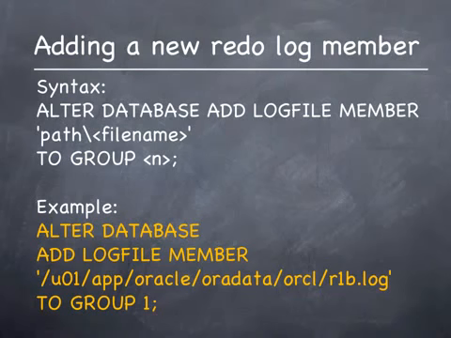The syntax to add a redo log file member is on this slide. It is alter database, add log file member, followed by the name and the location of the redo log file member, followed by the keyword to, group, and then the group number. In the example, the second member to group 1 was being added using the command alter database add log file member /u01/app/oracle/oradata/orcl/r1b.log to group 1.